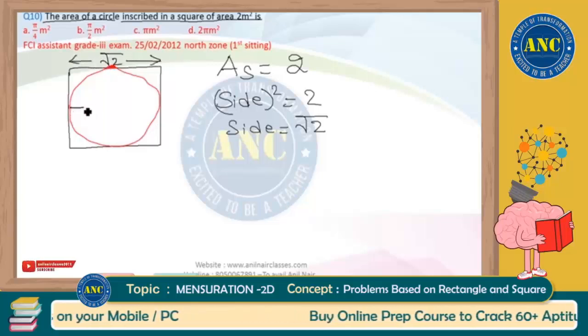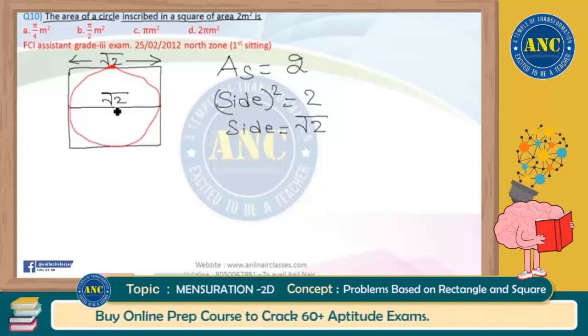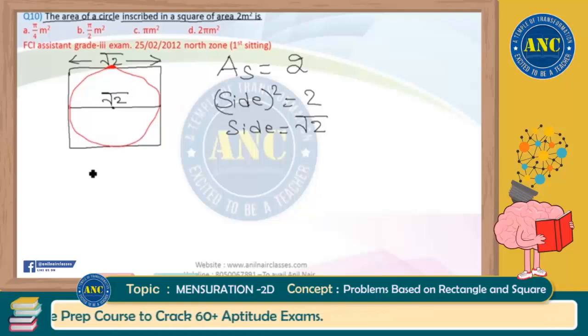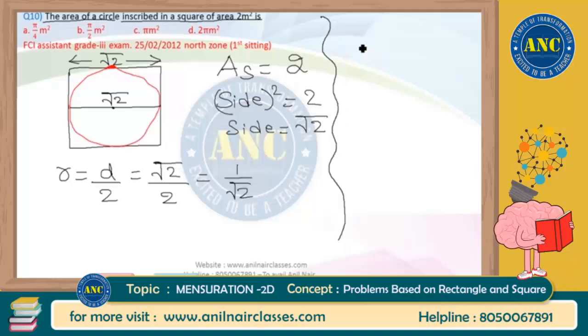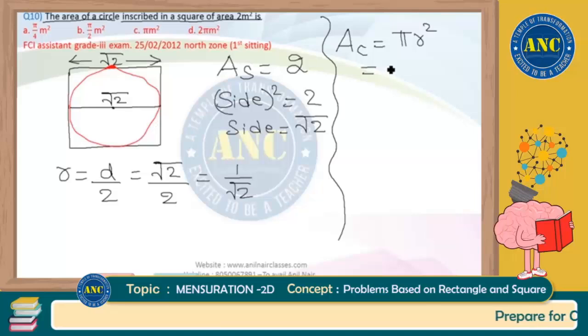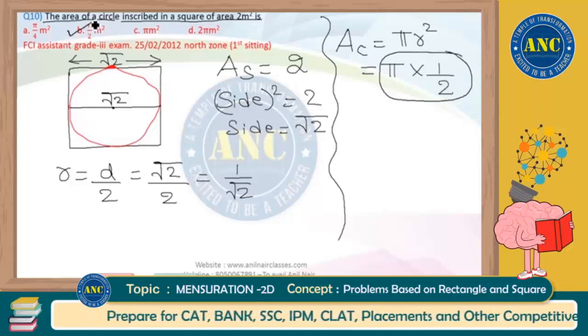Can I say that that happens to be the diameter value of the circle? The diameter of the circle is root 2. If the diameter is root 2, the radius is diameter divided by 2. It is root 2 divided by 2, or in other words the radius is 1 by root 2. Now I know the radius, I want the area. Area is pi r square. The answer options are given in terms of pi, so keep pi as it is. The r square value is 1 by 2. The answer is pi by 2, which is nothing but option B.